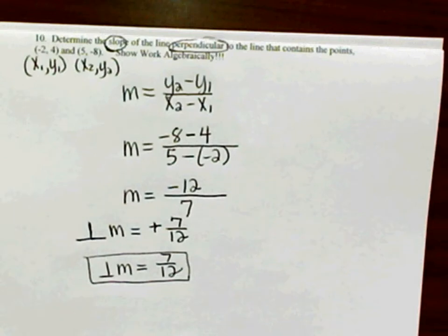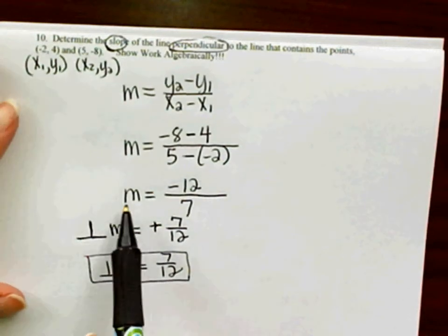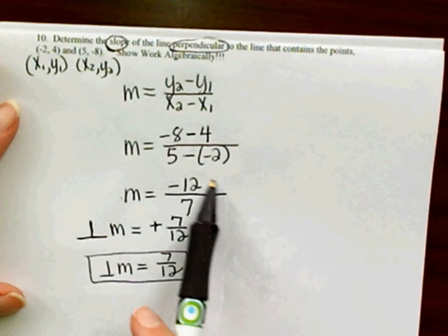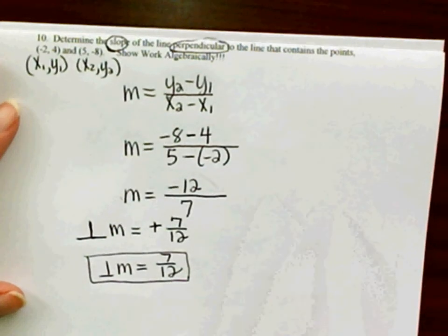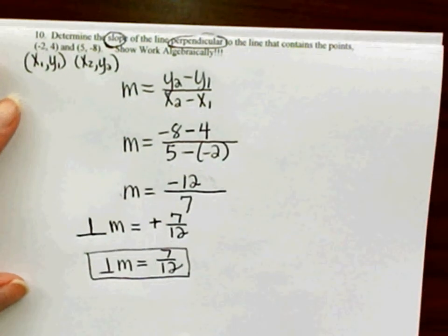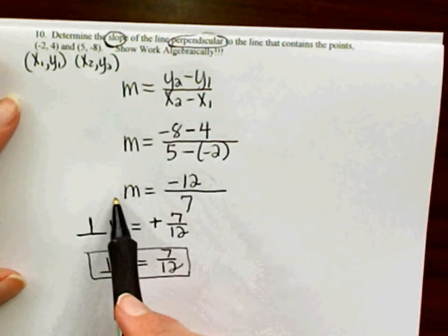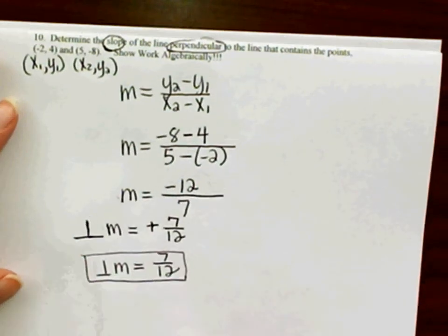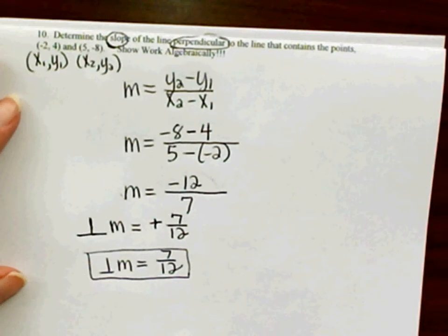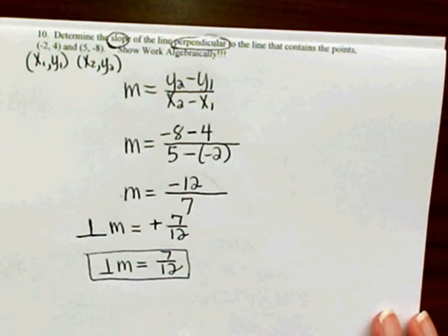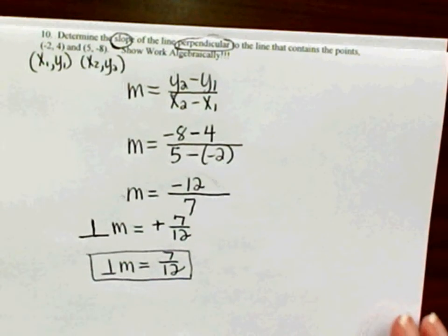Now remember, if they asked about parallel, it would be the same slope. If they had asked me about parallel, this would have been our answer. We would just box it in, write it off to the side, parallel slope. It would be the same as what we have here. For perpendicular, you have to change the sign and flip it. Alright, that's problem 10. Let's move to problem 11.